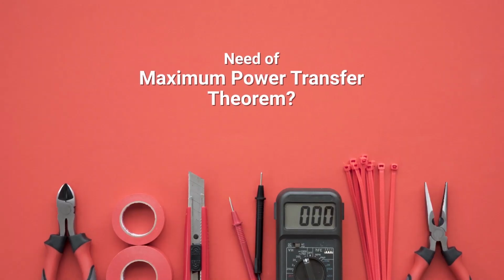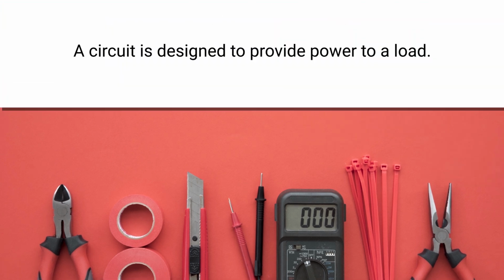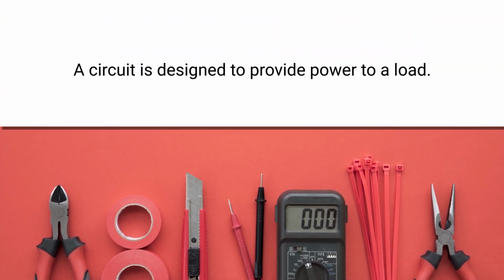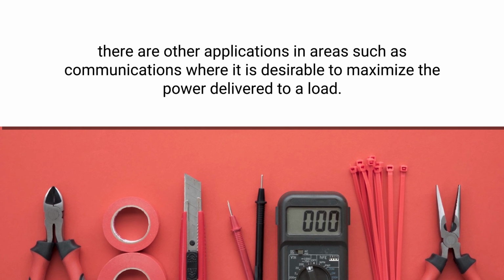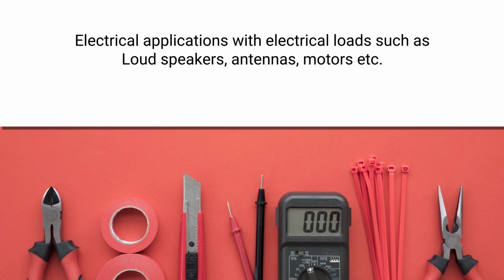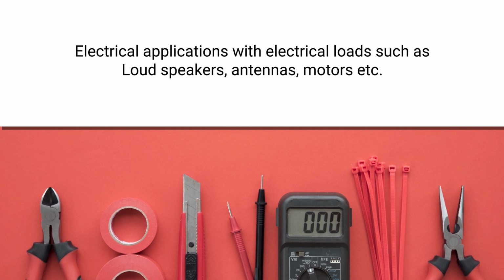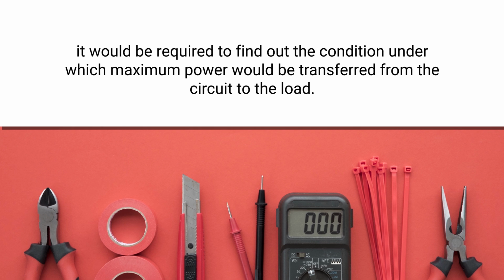Now we have to understand the next theorem, that is the maximum power transfer theorem. First of all, we have to understand the need for the maximum power transfer theorem. In many practical situations, a circuit is designed to provide power to a load. While for electric utilities, minimizing power losses in the process of transmission and distribution is critical for efficiency and economic reasons. There are other applications in areas such as communication, where it is desirable to maximize the power delivered to the load. For electrical loads such as loudspeakers, antennas, motors, etc., it is required to find the condition under which maximum power would be transferred from the circuit to the load.